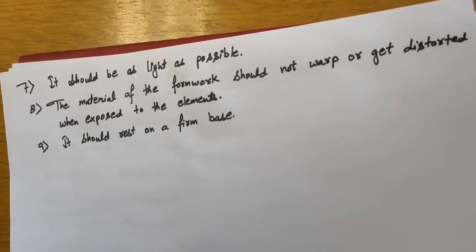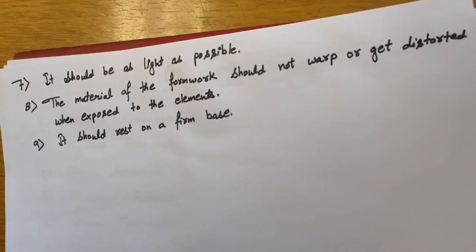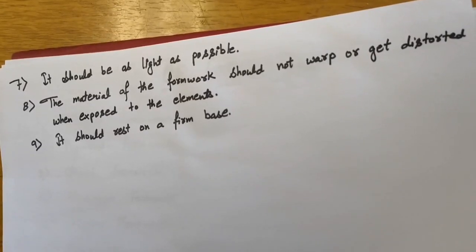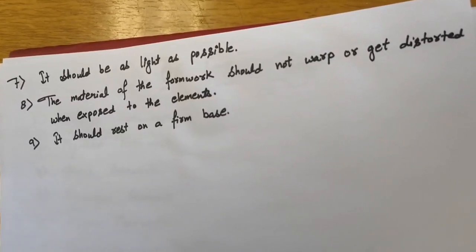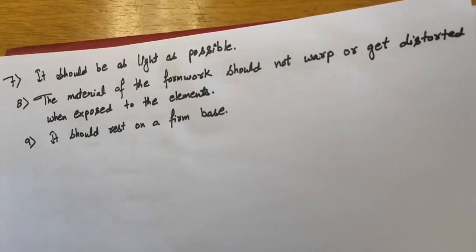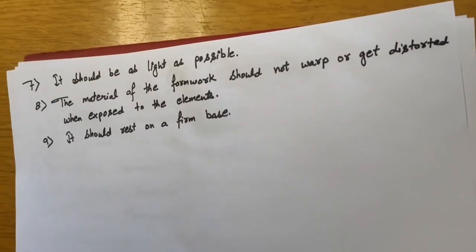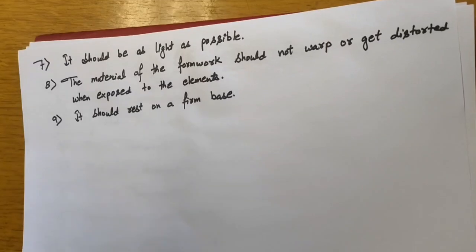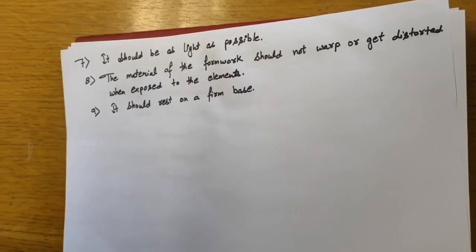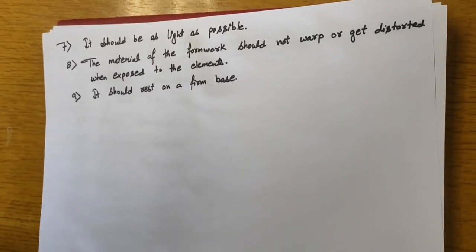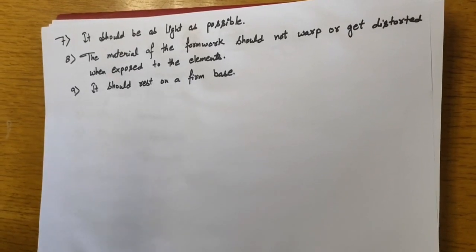The material of the formwork should not warp or get distorted when exposed to the elements, like when it's raining or it's too hot or it's too cold. So it should not be affected by those other elements. It should retain its shape and its properties. It should not be warped or distorted.